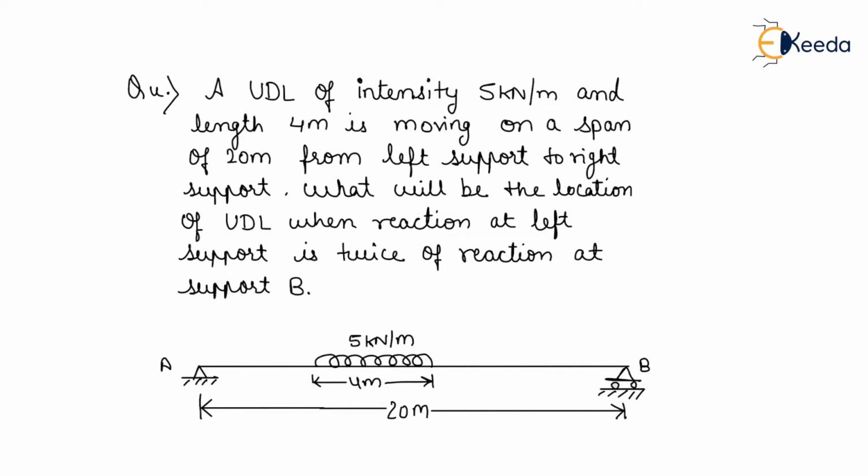What will be the location of UDL when reaction at left support is twice of reaction at support B? It means that when reaction at support A is twice of reaction at support B, then what will be the location of UDL, which we need to determine from here.